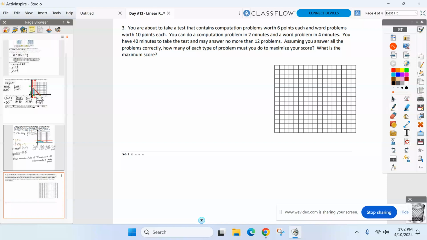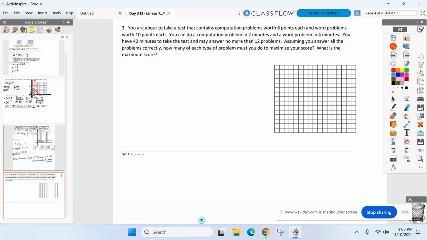Cool, multiple choice test. There we go. 6 points each for computation and word problems worth 10 points. You guys can read through this. You can do a computation in 2 minutes and a word problem in 4. You have 40 minutes. You can't answer more than 12. And by the way, you can score over 100, so I don't have any arguments at the end of this problem. What's your max score going to be, and how many of each do you need to answer?